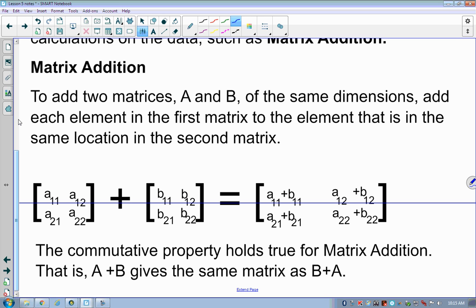So to add 2 matrices, where you're adding matrix A to matrix B of the same dimensions, you're going to add each element in the first matrix to the element that's in the same location in the second matrix. So I would add element A, row 1, column 1, to matrix B, row 1, column 1. Okay, so these two things are going to add up, and that's why you see this right here. So I have this, I'm going to add it to this, I'm going to put it here.